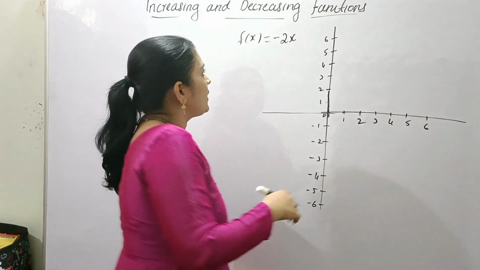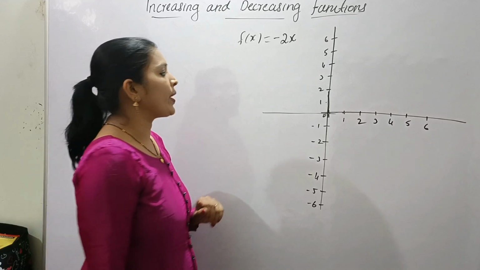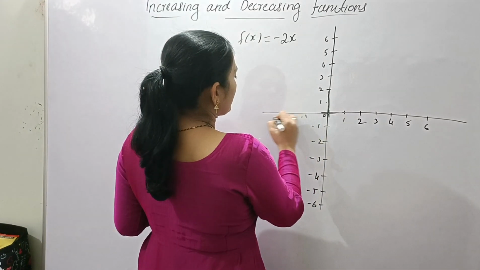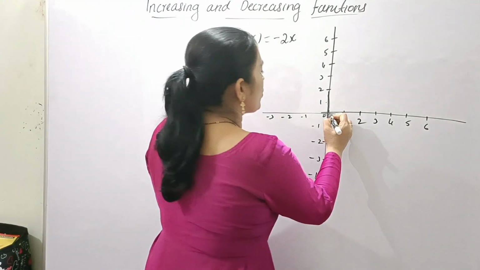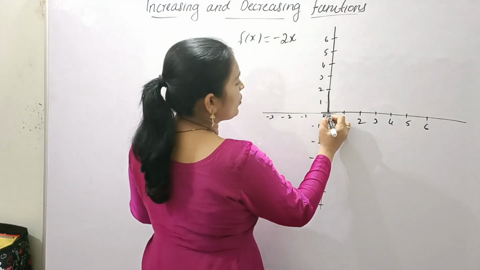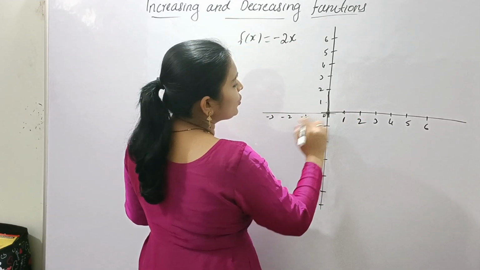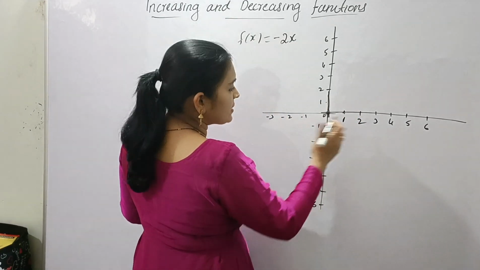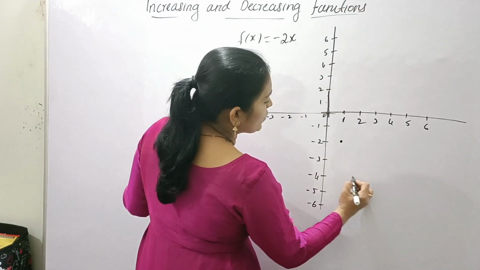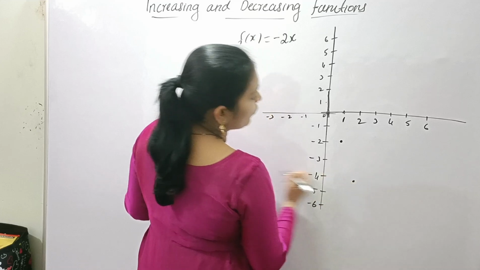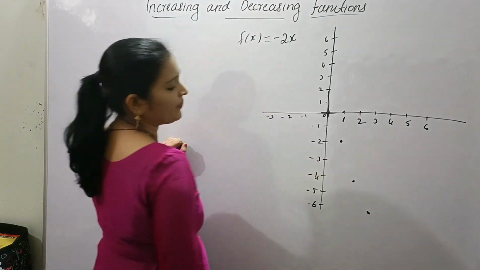Okay, next let us take another example, function f of x is equal to minus 2x. Let's substitute the values one by one. When x is equal to 0, minus 2 into 0 is 0 itself. When x is equal to 1, f of x, that is y, is equal to minus 2. When x is equal to 2, f of x is equal to minus 4. When x is equal to 3, f of x is equal to minus 6, right?